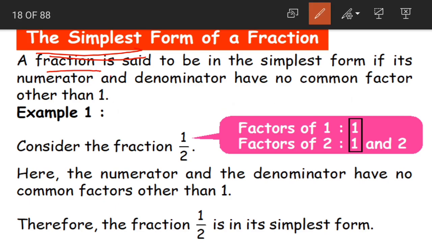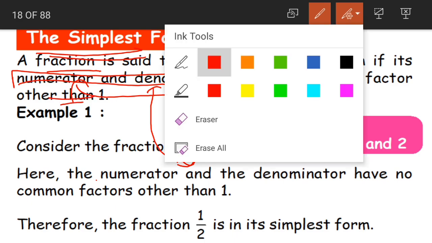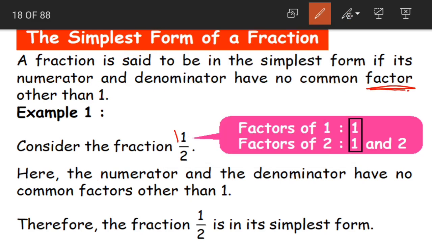In a fraction, if we take the fraction 1 by 2, what is the numerator? 1, the number that is written above, will be our numerator, and 2, the number written below, will be our denominator. Yes, so it will be in the simplest form when both the numerator and denominator have no common factor other than 1. Again, what is a factor here? A factor is a number which divides the given number completely. Yes children, it divides the given number completely.